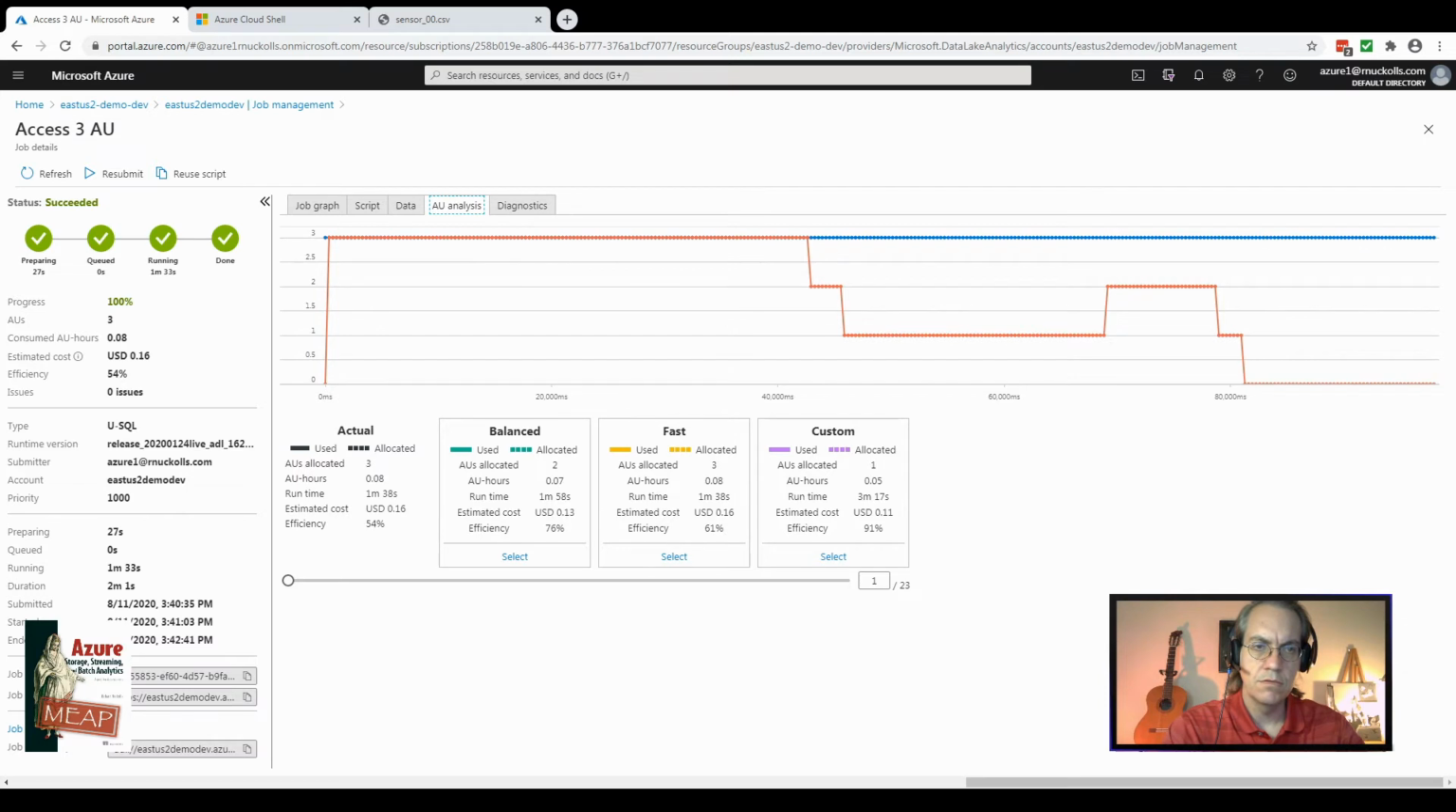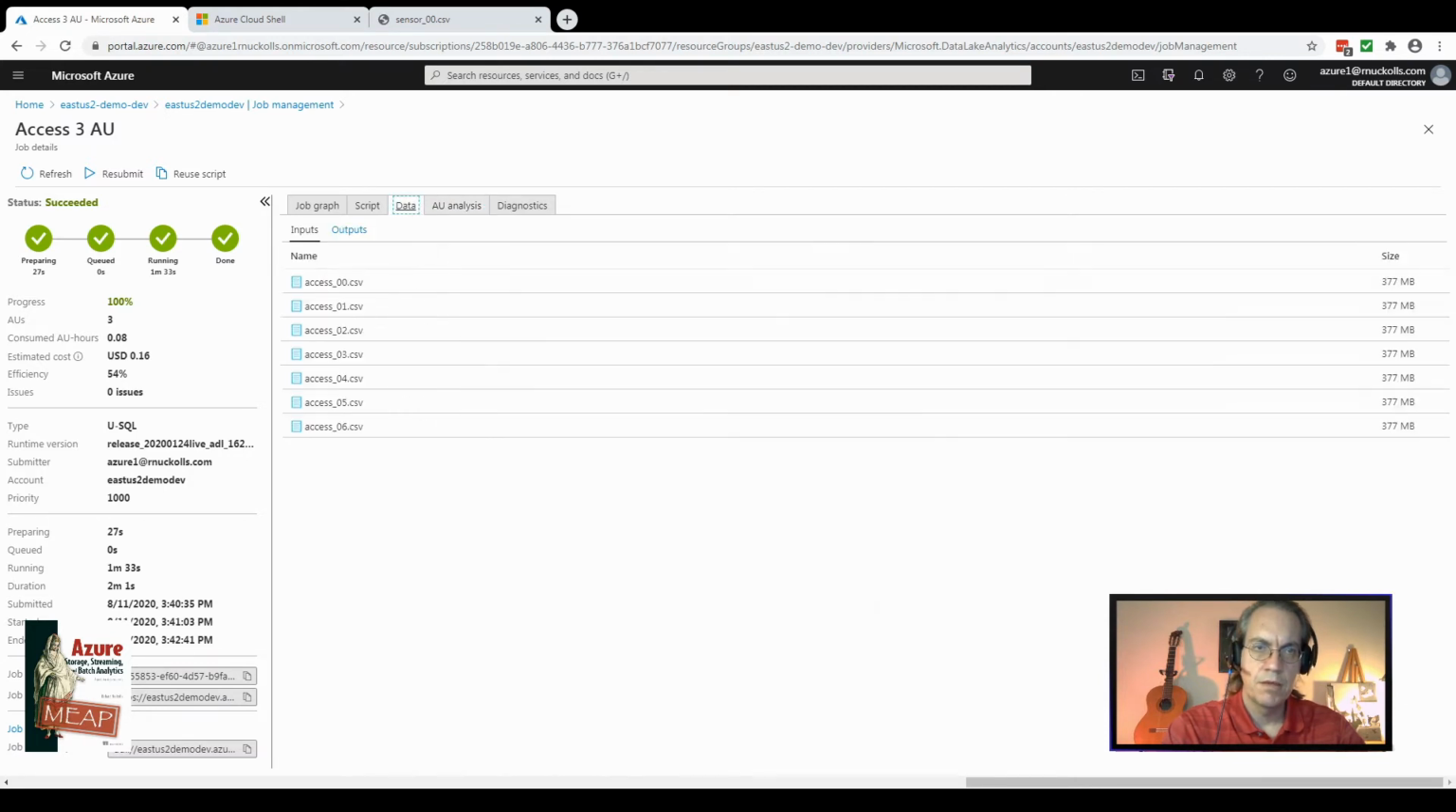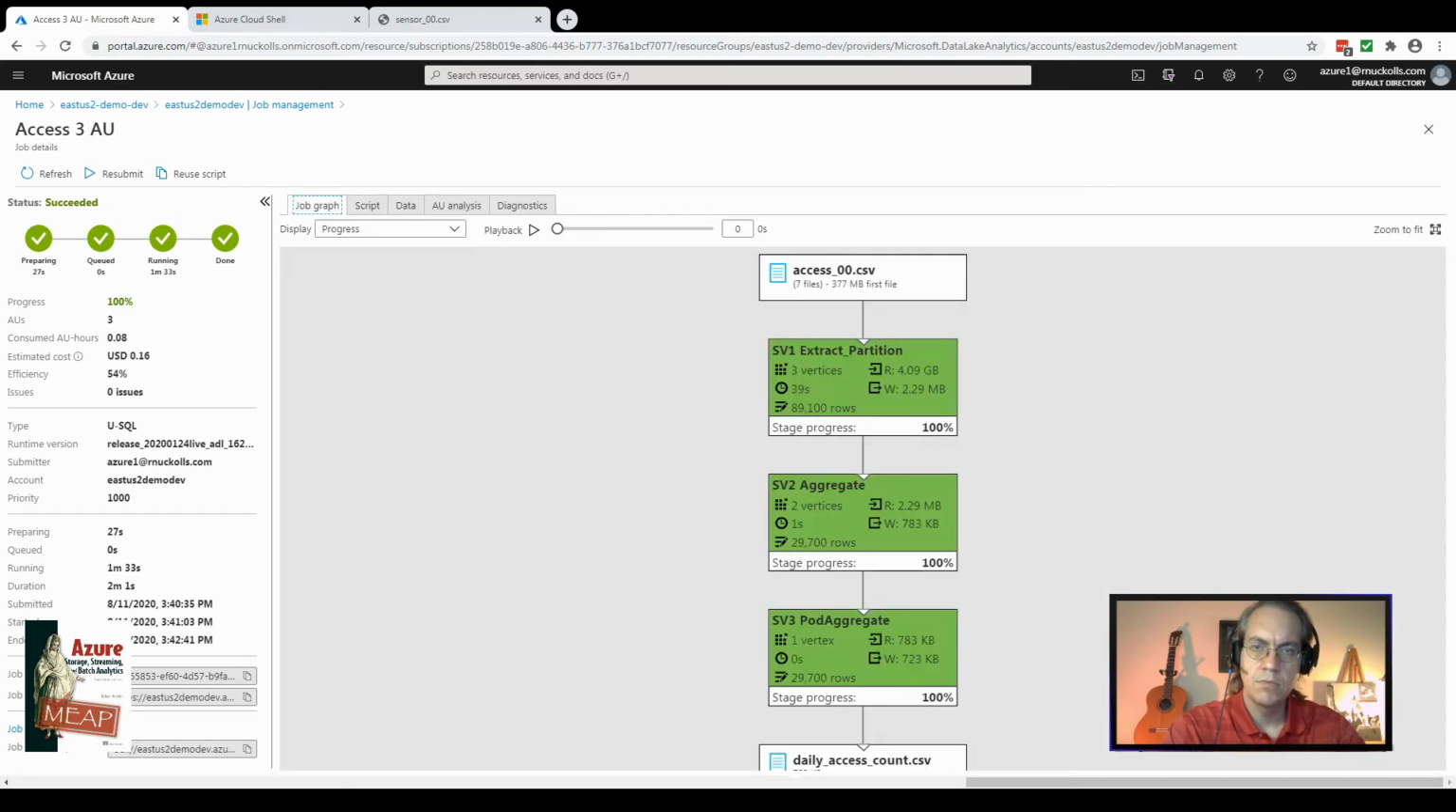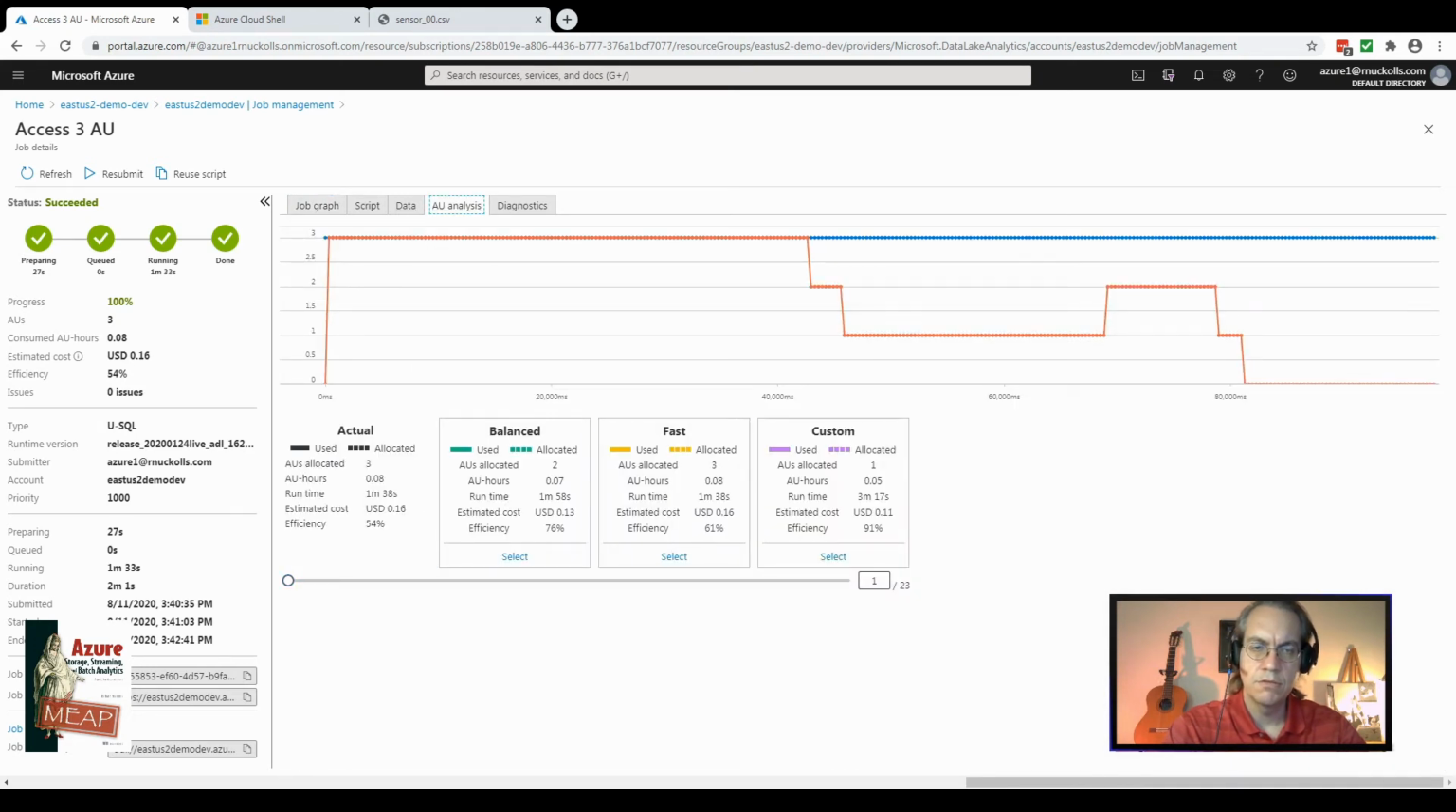In this case, you can see the efficiency was approximately 54%, calculated after the end of the run. We ran 7 files of approximately 377 meg each. That gives us approximately 4 gigs total data read into our job, into our cluster. See, at 3 AUs, we ran at 54% with a minute and 38 seconds of runtime.